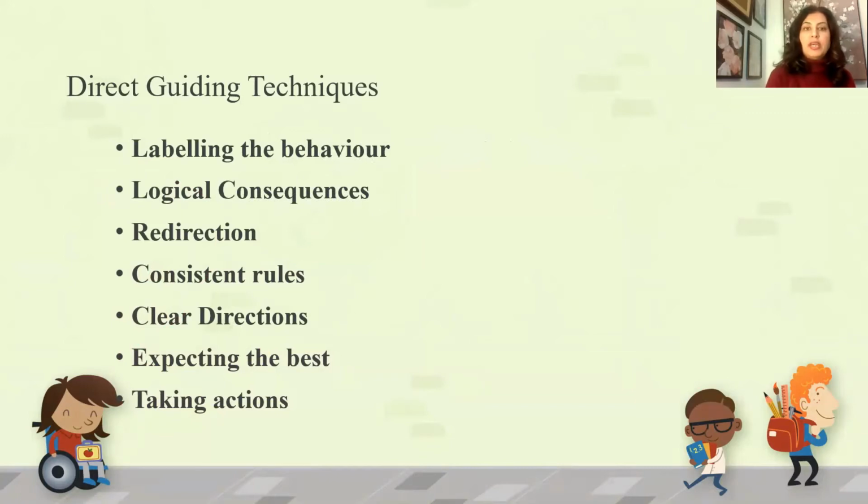Okay, so these are the direct guiding techniques that can be used. Number one is labeling the behavior to make the child understand exactly what they did wrong, then providing logical consequences that are appropriate for their behavior and that the child can understand. That means they are according to the child's age, developmental level, their needs, interests, and abilities, using redirection to direct children's inappropriate behavior to appropriate behavior, setting clear and consistent rules, and giving directions that are clear and simple. Also expecting the best from all the children and taking actions before the situation gets out of hand.